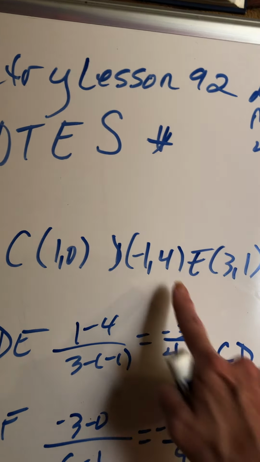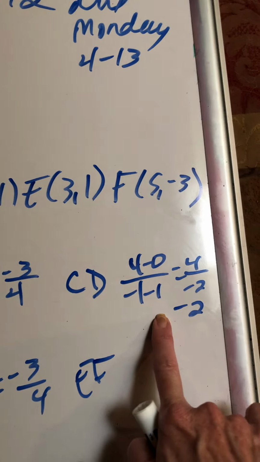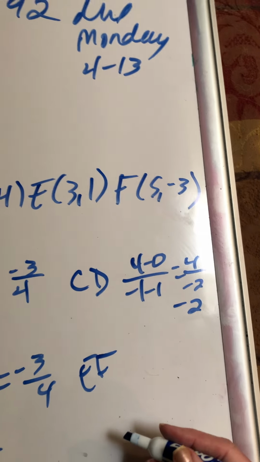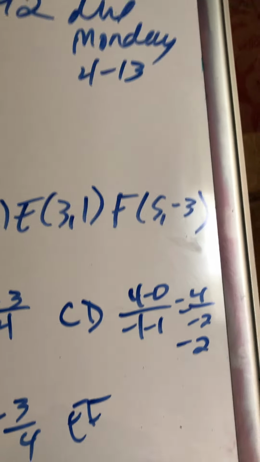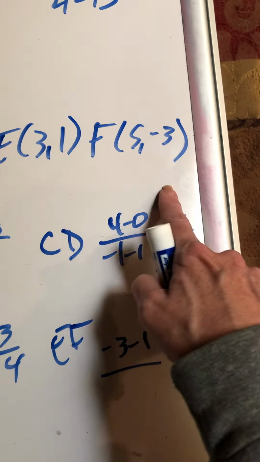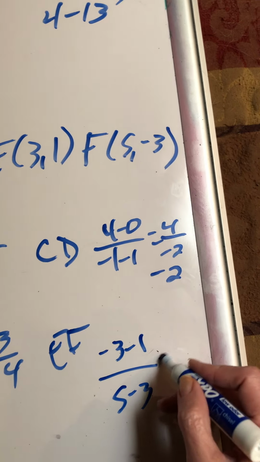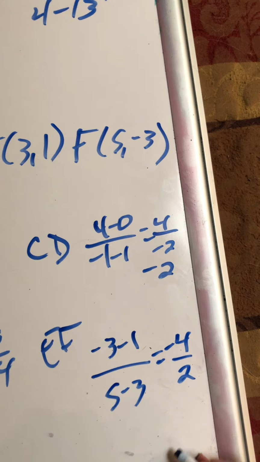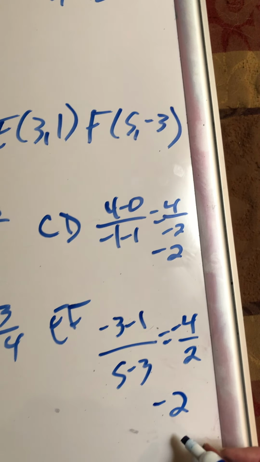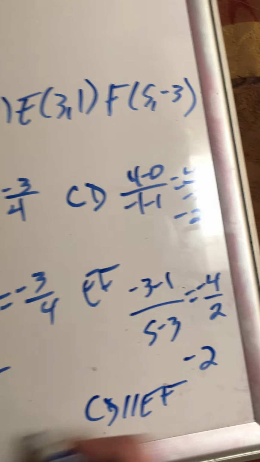So that slope's -2. Sorry, I didn't show that. There are my points. So 4 minus 0 on top, -1 minus 1 on the bottom. So 4 over -2, so it's -2. Then we look at EF. So -3 minus 1, 5 minus 3. So that's -4 over 2, which is -2. So that shows CD is parallel to EF.